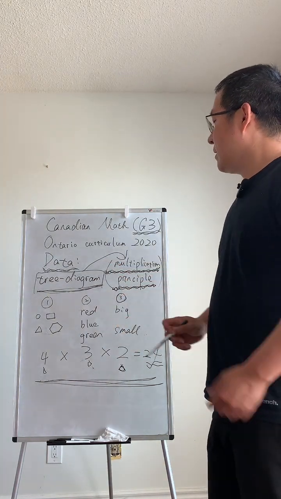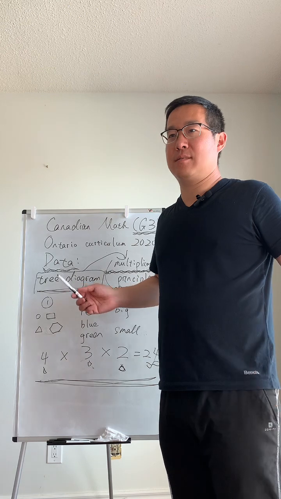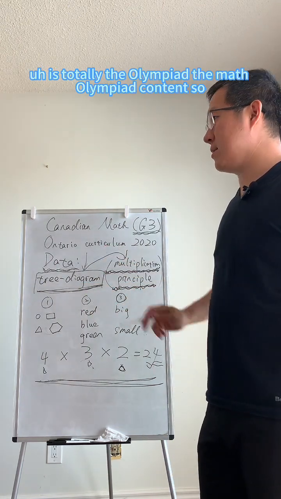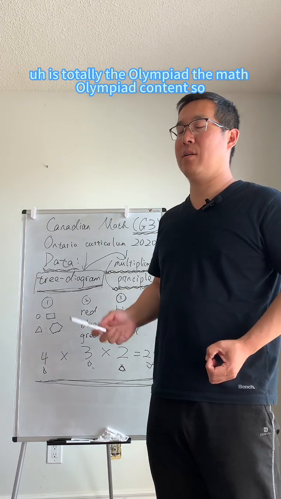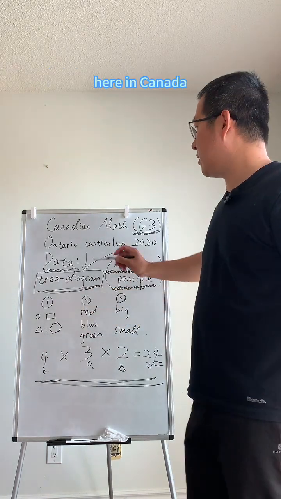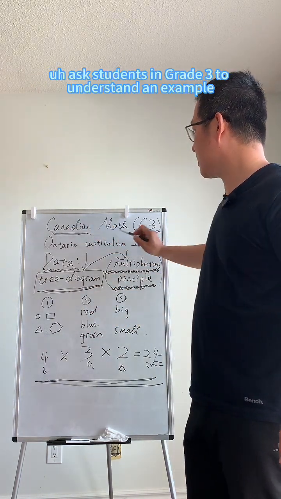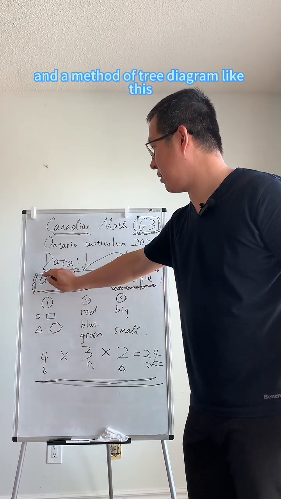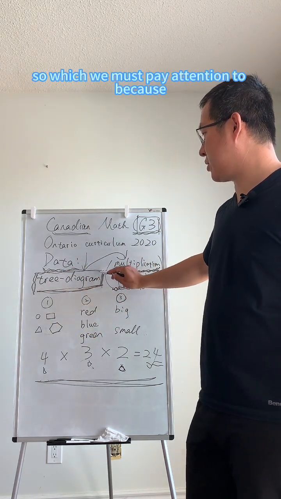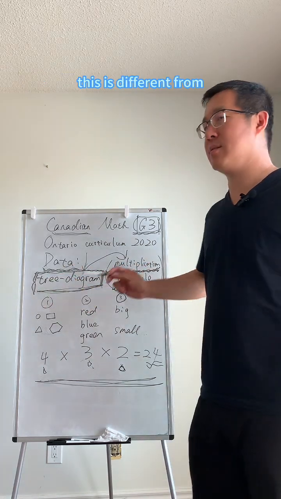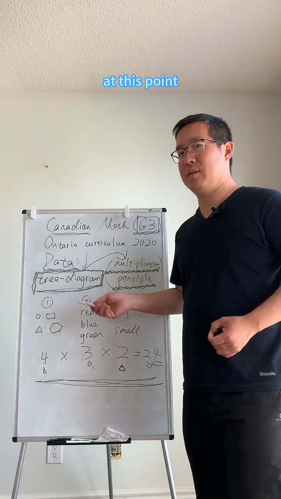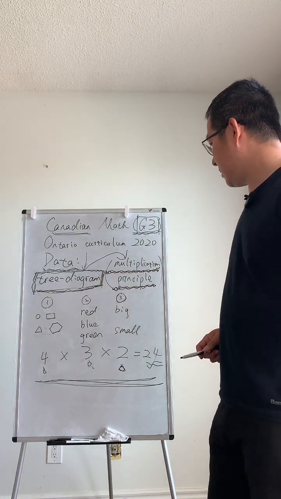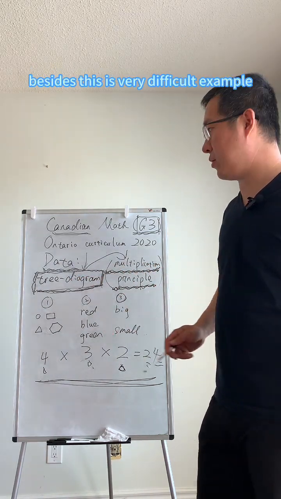So this is very interesting because in China, the school math system does not teach the tree diagram. It's totally math Olympiad content. So here in Canada, they ask students in grade 3 to understand an example and a method of tree diagram like this. We must pay attention to this because at this point it's different from Chinese math teaching. And besides, this is a very difficult example.